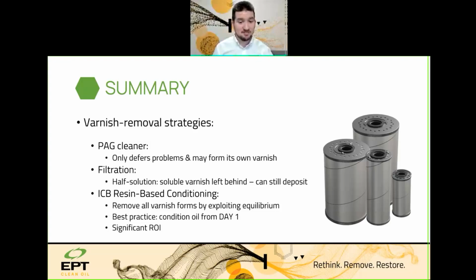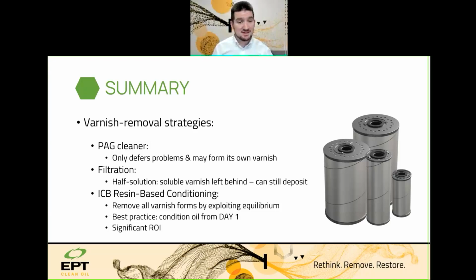And with them behind, they can still deposit out elsewhere if the equilibrium takes a shift. ICB resin-based conditioning, soluble varnish removal. This is, in my opinion, the best tool for the job of removing varnish because you can remove varnish in both of its forms, soluble varnish directly, insoluble varnish indirectly. And you do this by exploiting that soluble-insoluble varnish equilibrium.